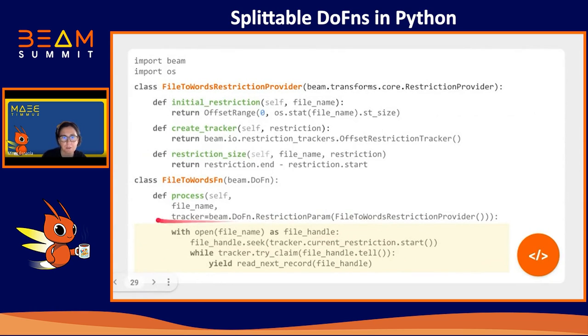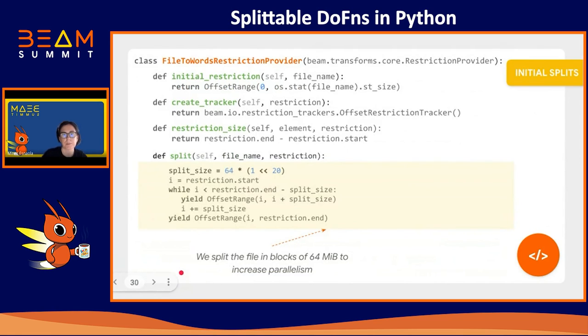So then, here you have an example of an implementation, okay? Considering the use case where we were reading a file. So for instance, we will be opening the file, fetching the current restriction, and the position will be the start of that restriction, and we do a seek, and then we claim that position and proceed to the processing, okay? If for some reason I could not take the claim, I would have to return.